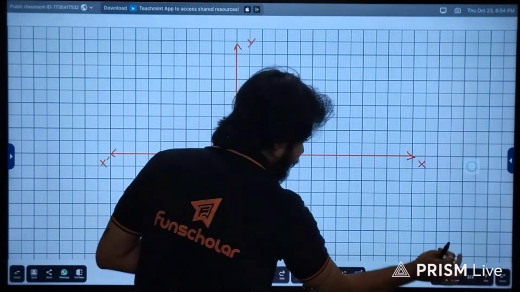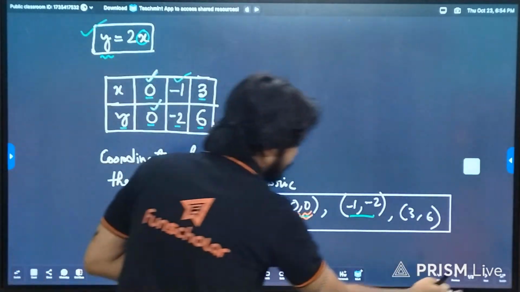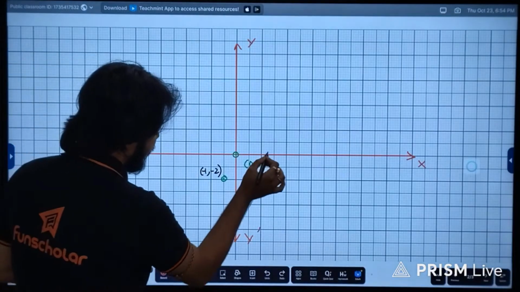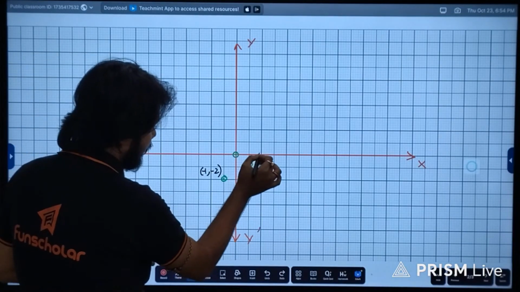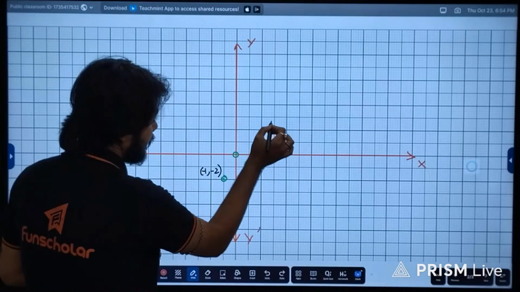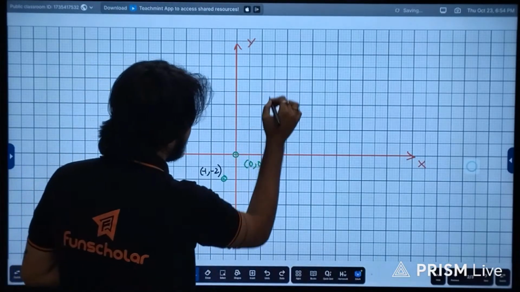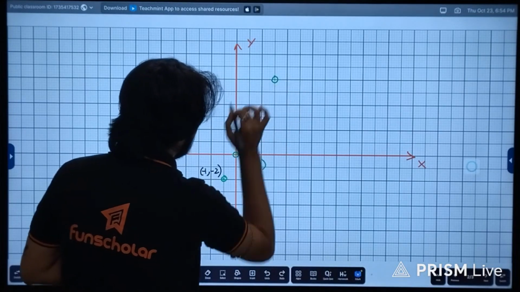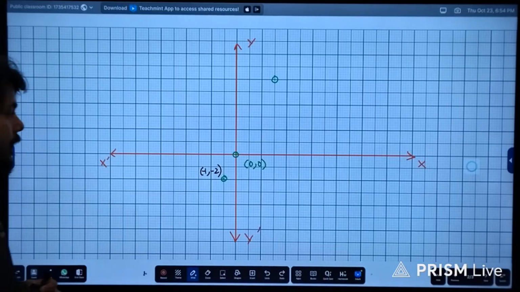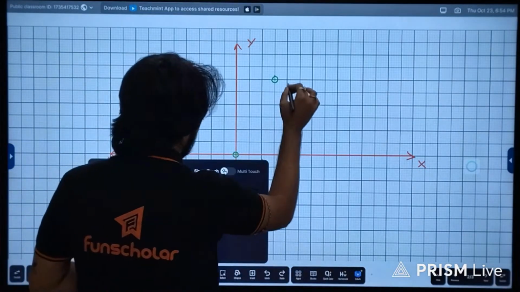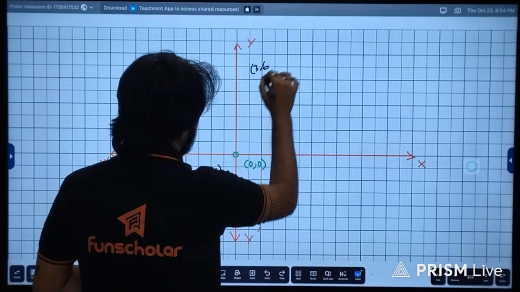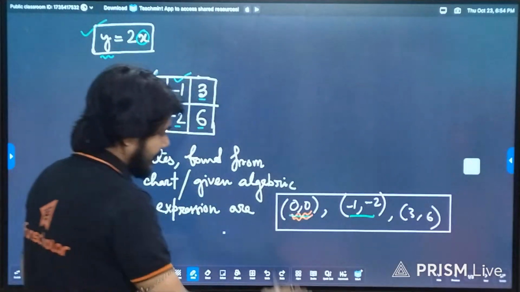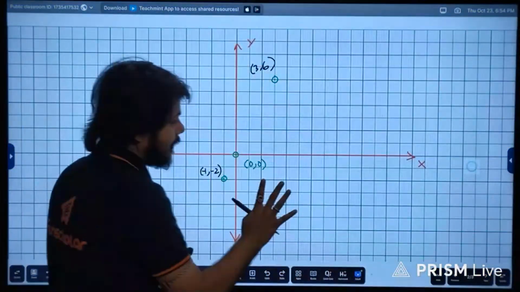Now it's time for the next point, 3 comma 6. Just simply plot this point. This is 3, 1 2 3, and this is 6, 1 2 3 4 5 6. This is 3 comma 6. Okay, you need to write the coordinate 3 comma 6. So we have successfully plotted these three coordinates on the Cartesian plane.